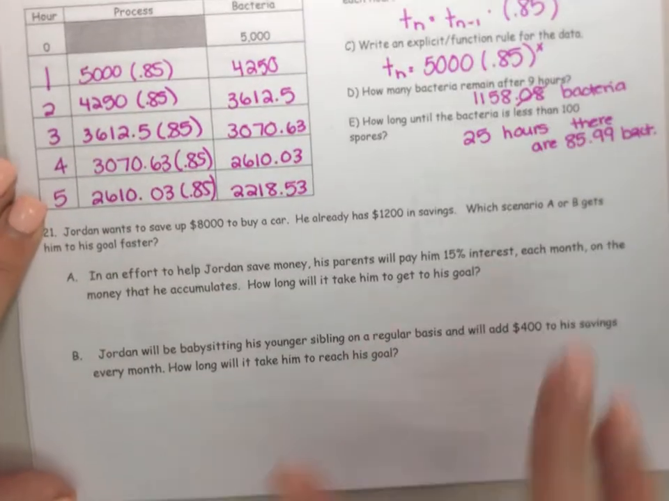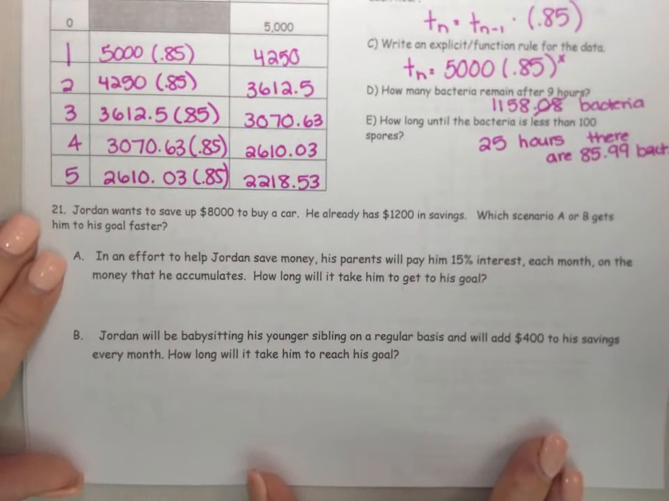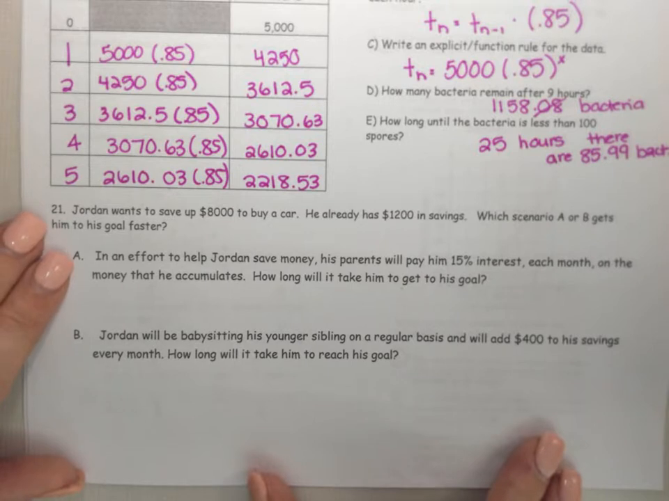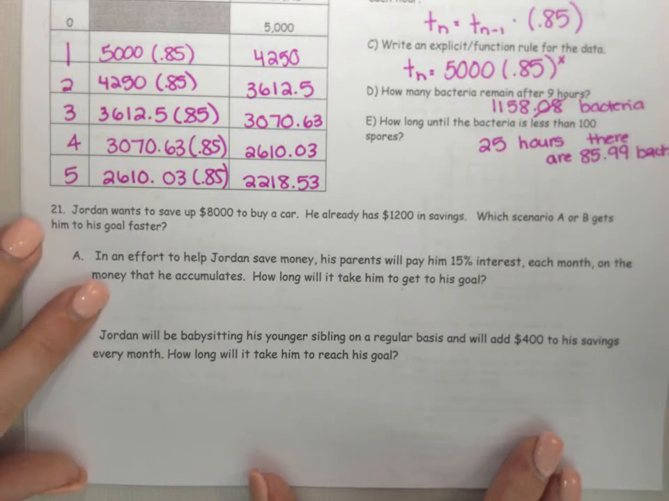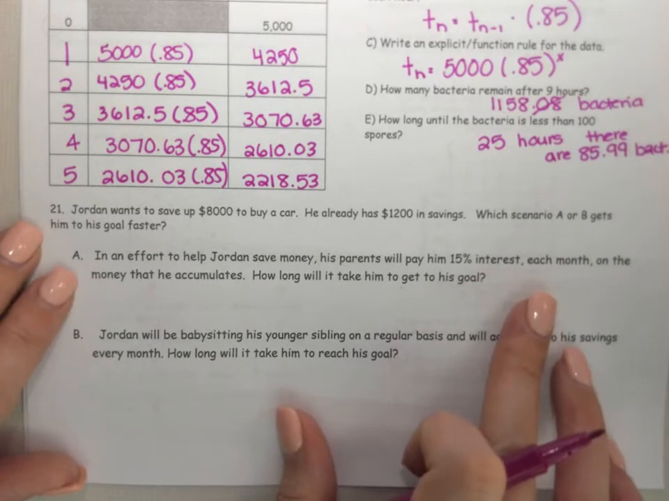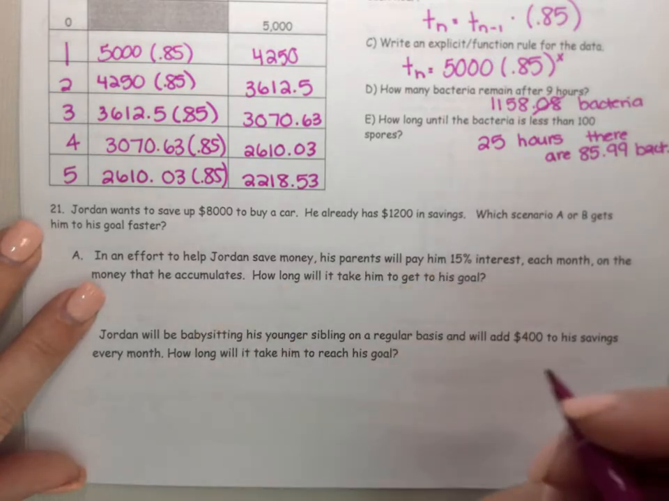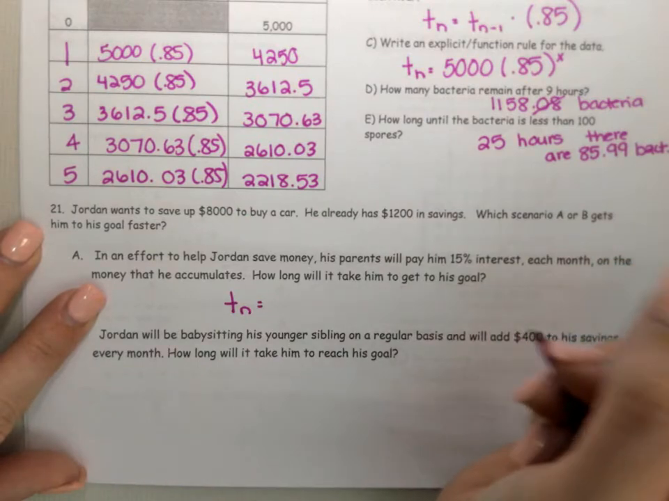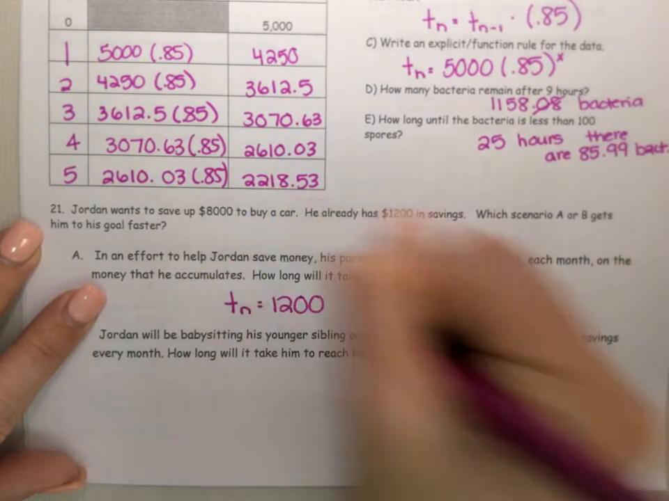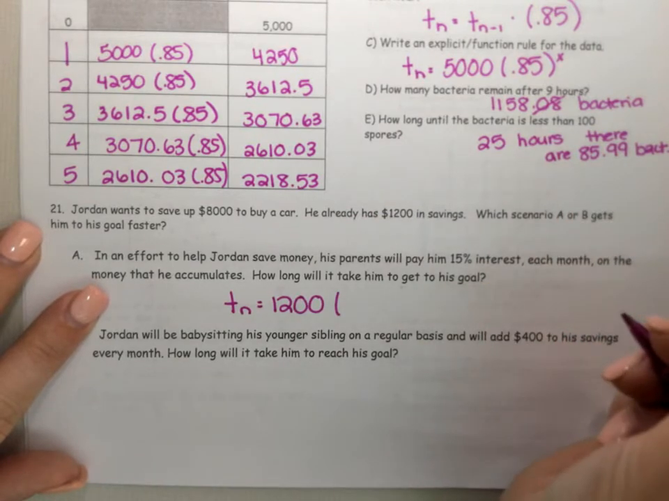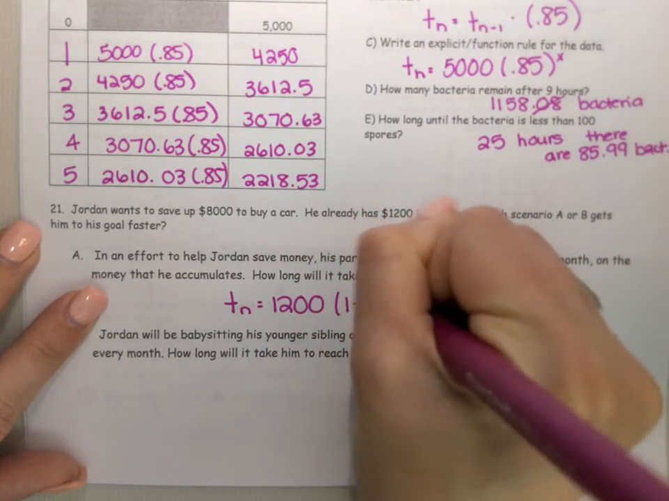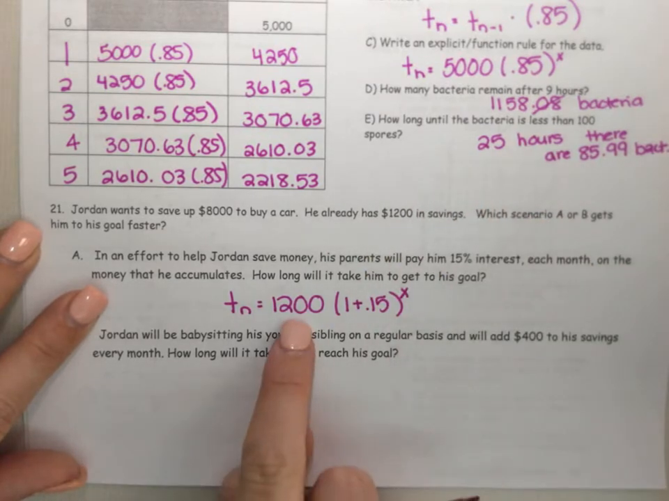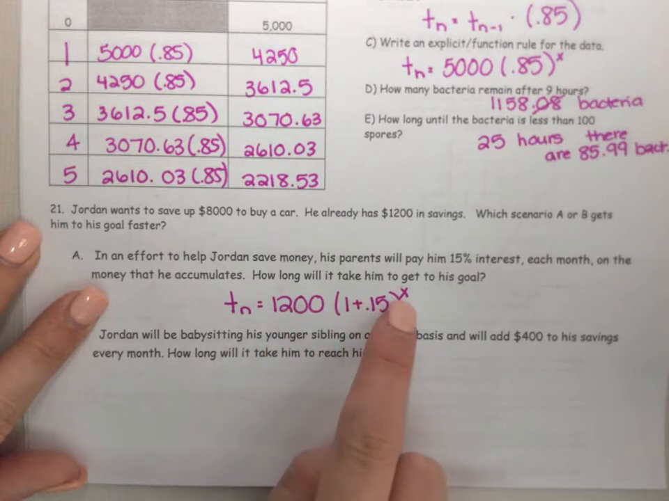George wants to save up $8,000 to buy a car. He already has $1,200 in savings. Which scenario, A or B, gets him to his goal faster? All right, in an effort to help Jordan save money, his parents will pay him 15% interest each month on the money that he accumulates. So he's starting off, so Tn equals, he's starting off with $1,200, and he's increasing by 0.15, so 1 plus 0.15 to the x. This is after 0 months, so we don't need to do the n minus 1.